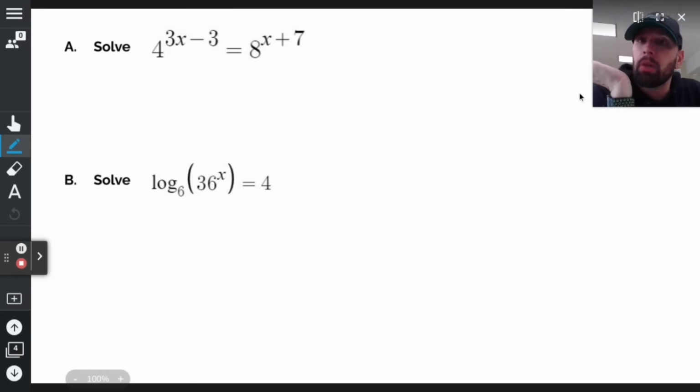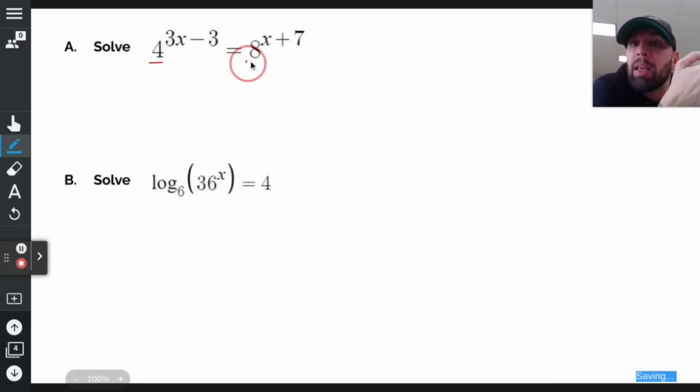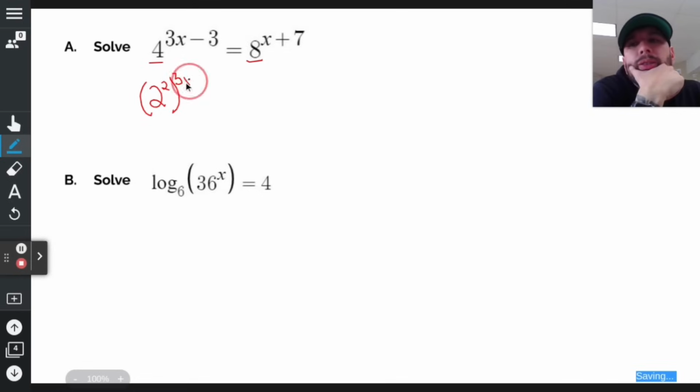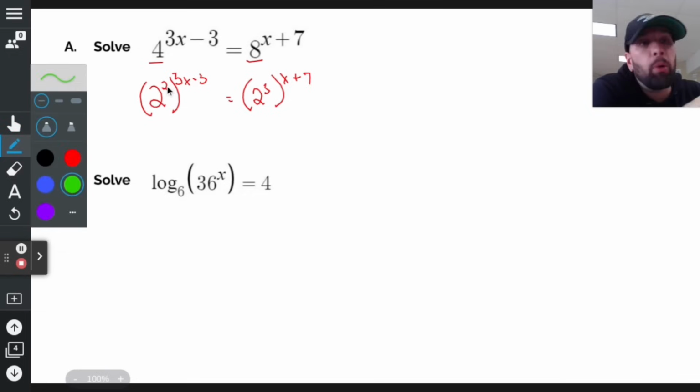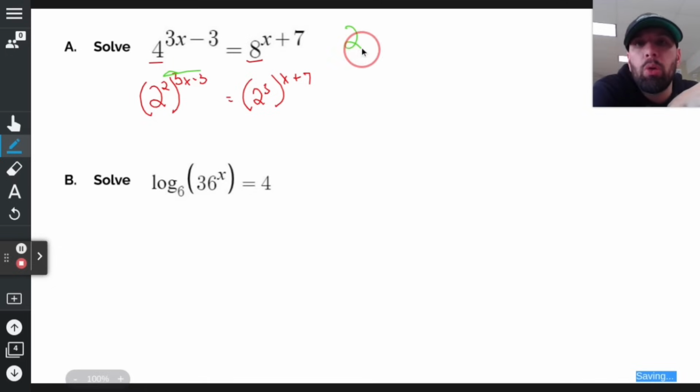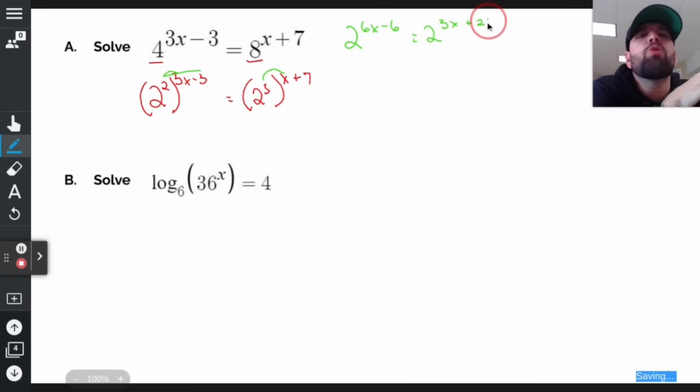I'm going to solve. No calculator needed. I have a base of 4 and I have a base of 8. What I could do is give both of these a base of 2. So 2 squared to the 3x minus 3 is going to equal 2 cubed to the x plus 7. Then you distribute. When you have an exponent raised to an exponent, you multiply. So that's going to be 2 to the 6x minus 6, which equals 2 to the 3x plus 21.